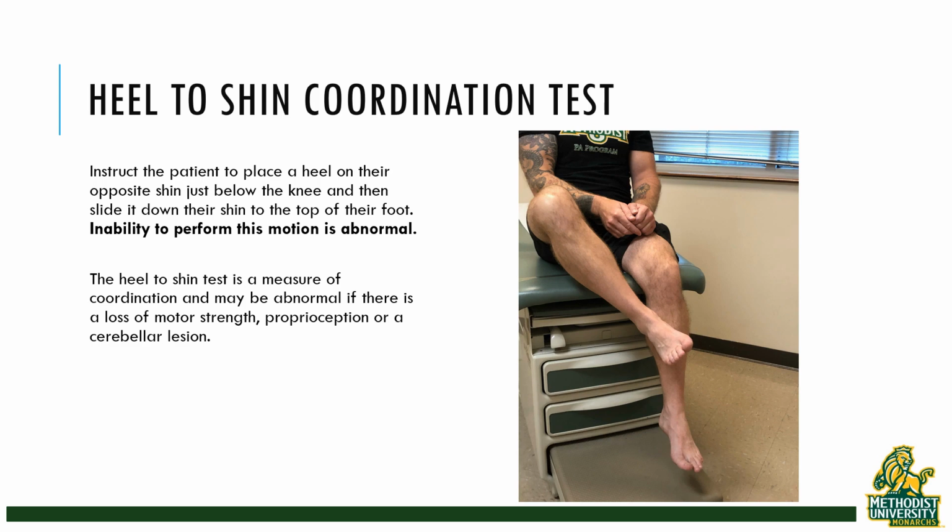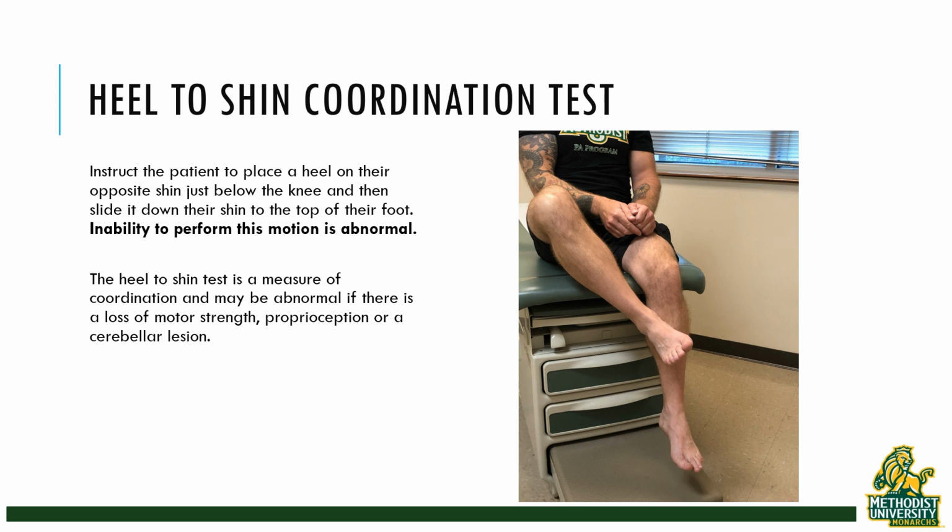For the lower extremities, you can have the patient run their heel down their shin, which is a test of coordination. Obviously, if the patient has a strength problem and can't do this test, then you're not checking coordination. Also, people who lack proprioception or position sense may have difficulty doing this test. But inability to do it can suggest a cerebellar lesion.